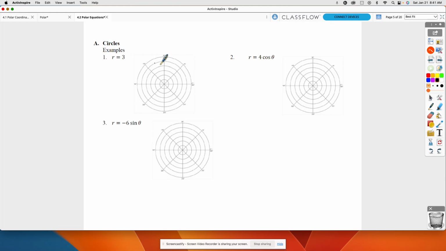So when you graph this, for example, here you have r equals 3, which means that for whatever value of theta, say theta is equal to 0, your r is equal to 3. Theta is equal to pi over 4, your r is equal to 3. Theta is equal to pi over 2, your r is equal to 3, and so on and so forth. So this circle here represents the graph of r equals 3. So that's the easiest case.